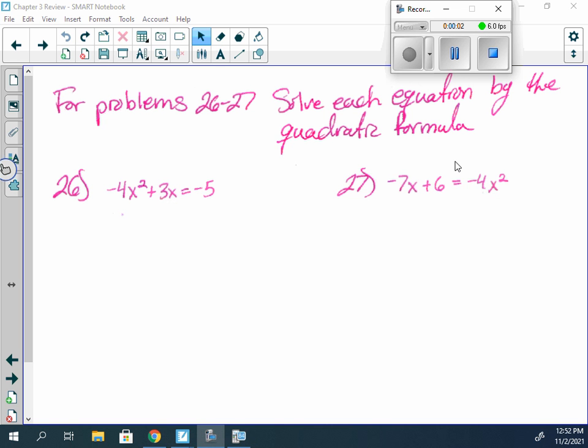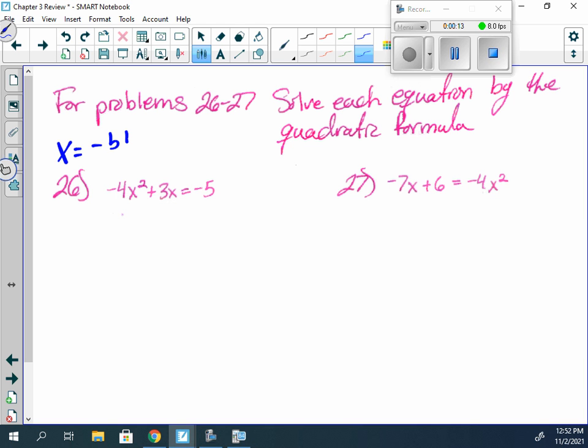All right, guys, so we stopped at completing the square yesterday. We're going to look at the quadratic formula today. And again, the quadratic formula is x is equal to negative b plus or minus the square root of b squared minus 4ac all over 2a. This here is the quadratic formula.